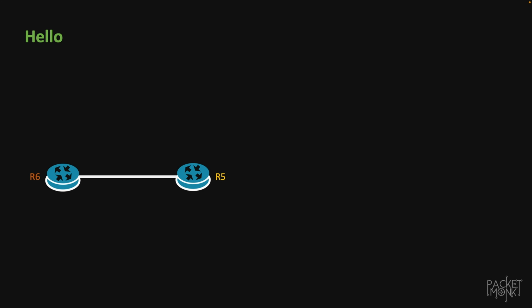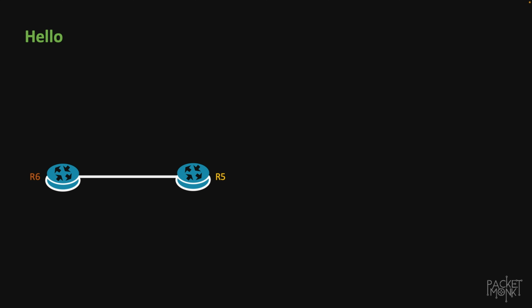The first OSPF message is hello. As I mentioned in the intro video, OSPF forms neighborship dynamically, which means we don't have to specify which are the neighbors like we do in BGP. OSPF uses hello messages to discover and establish neighbor relationship between other OSPF speaking routers.